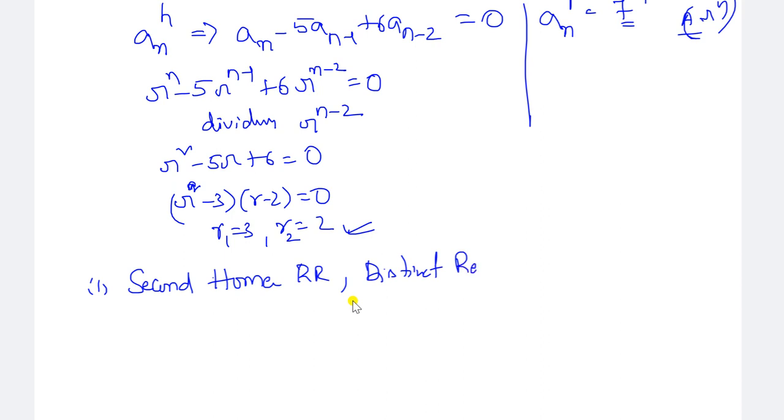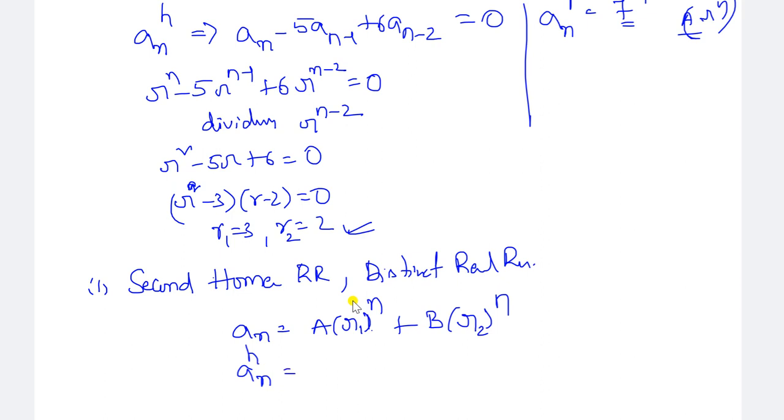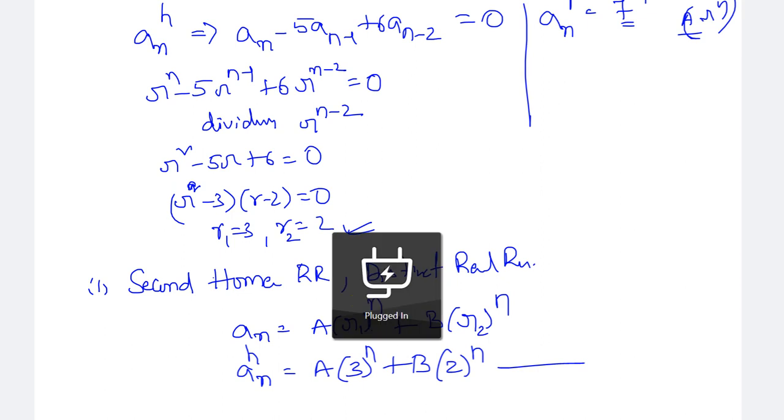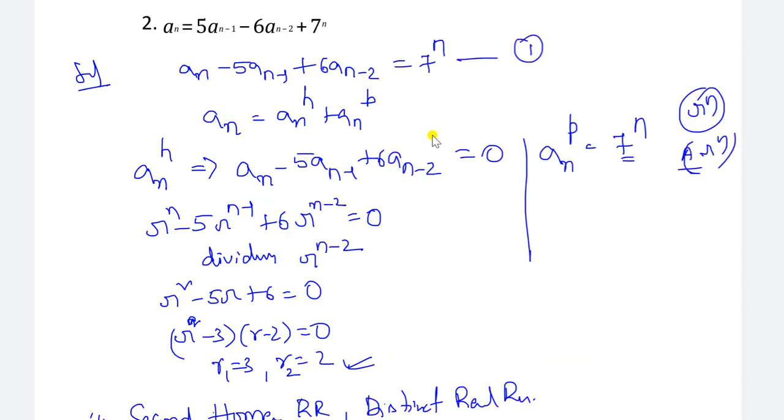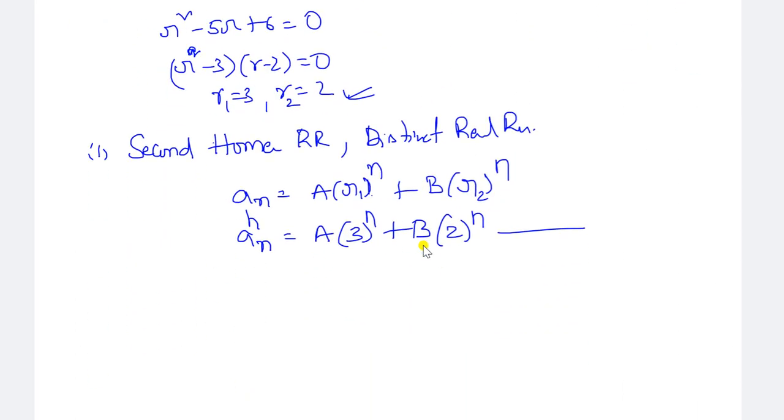So, what is the general function for distinct real roots in the second order? That is aₙ = a·r1ⁿ + b·r2ⁿ. Then the homogeneous solution will be a·3ⁿ + b·2ⁿ, with R1 value 3 and R2 value 2. Let us say this is our first equation, and this is our second equation, and because we need to combine, this is our third equation. So, this is our homogeneous recurrence relation solution.